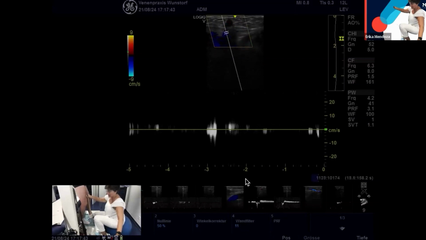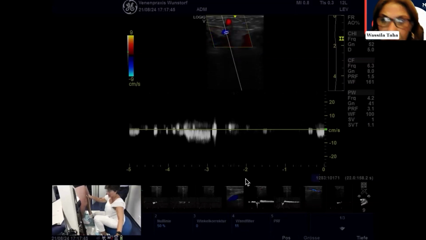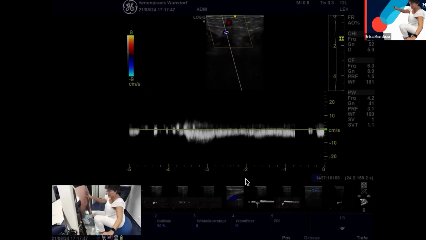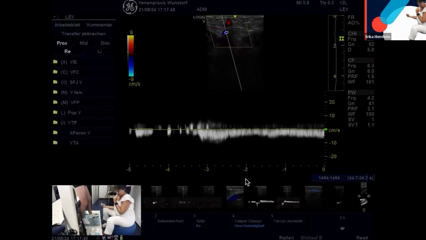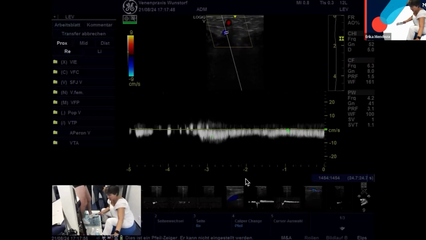Am I being with that? Only with lesser. We see there is a flow, but what is alarming in this flow? This is the diastolic flow. This one is the diastolic flow. What happens with the direction? It is the diastolic flow with the correct direction.